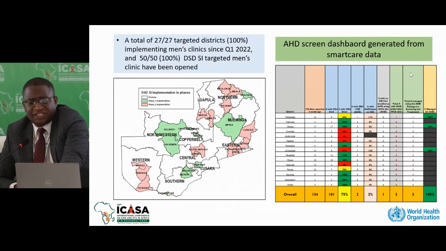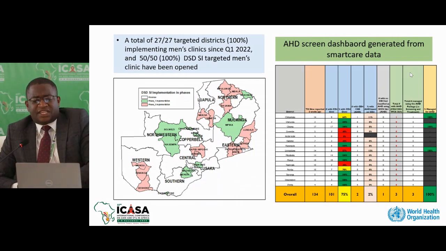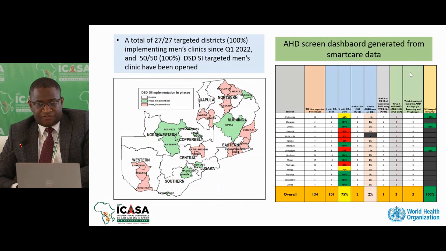Things like we've had support from Global Fund to have a men's clinic model, which is in 27 facilities because men were left behind. We've also have dashboards at facility level for AHD. And these are the key lessons that we've learned. Obviously, the main thing is that EMR is probably the best way to track these records longitudinally, and there's a lot of evidence you can get from there.